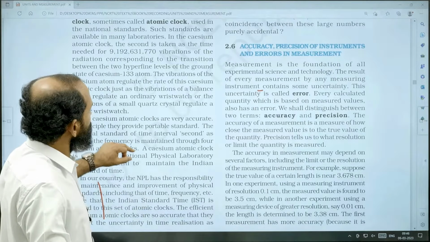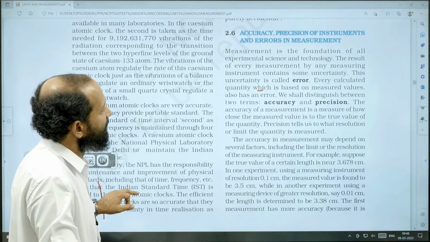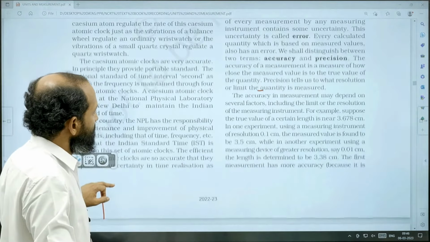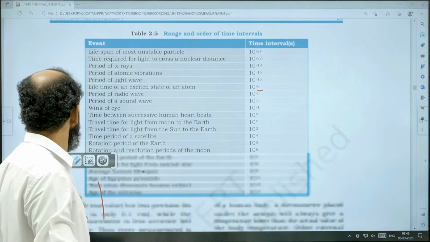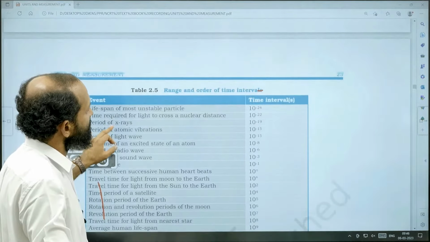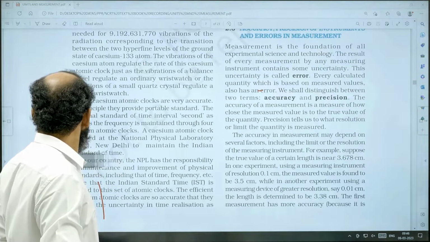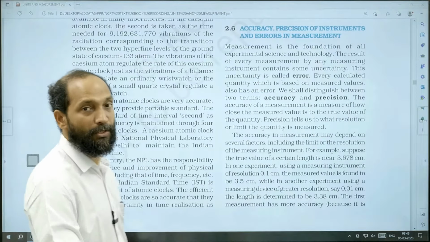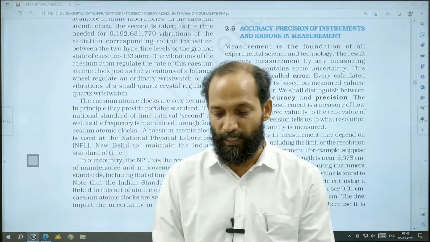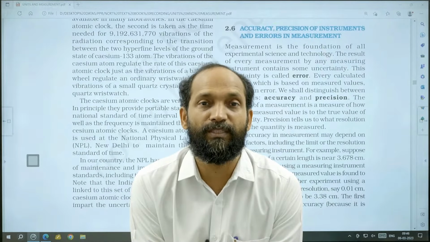Now, we have to move to another topic: accuracy, precision, errors in measurement. How do you differentiate between all these? What do you mean by accuracy? Accuracy means the closeness of the result with the true value. Accuracy refers to the closeness of the result with the true value.